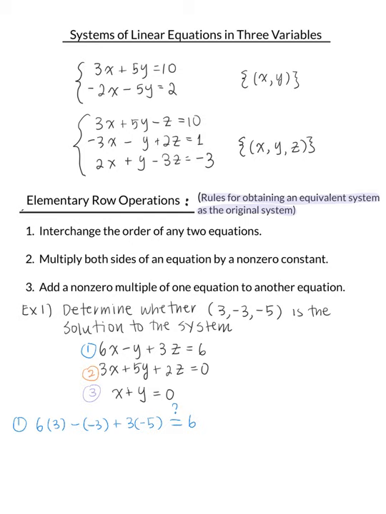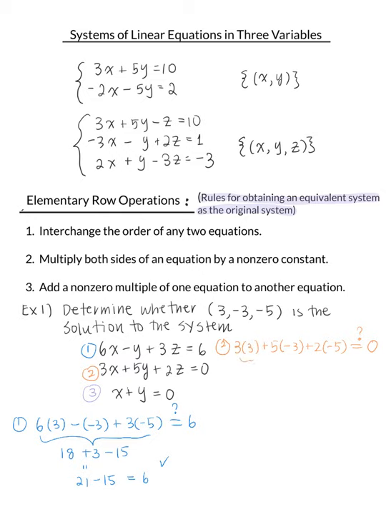All right, so we have some little computation to do on the left-hand side. Here we're going to have 18 plus 3 and then minus 15, which is 21 and then minus 15. That's going to equal 6. Good. So our ordered triple satisfies the first equation. Now let's go with the second one. The second equation, let's check, is 3 times 3 plus 5 times negative 3 plus 2 times negative 5. Is that going to equal 0 or not? I'm hoping it's going to be 0.